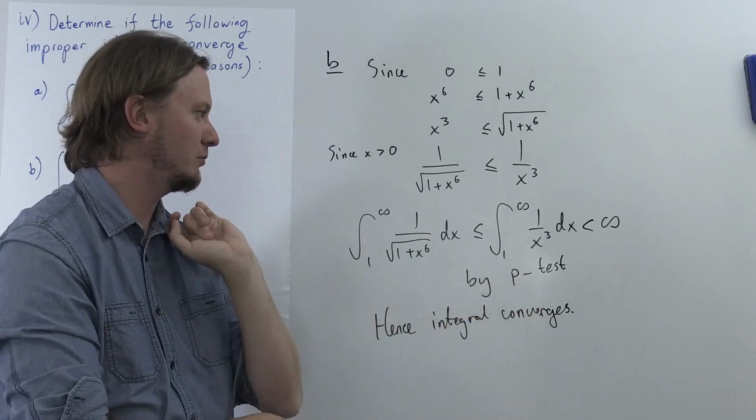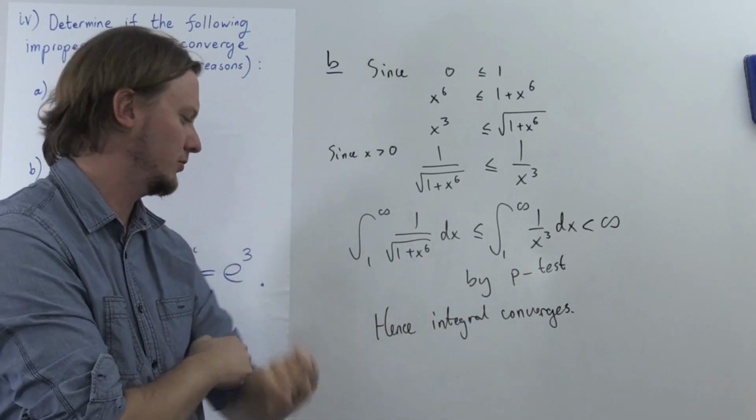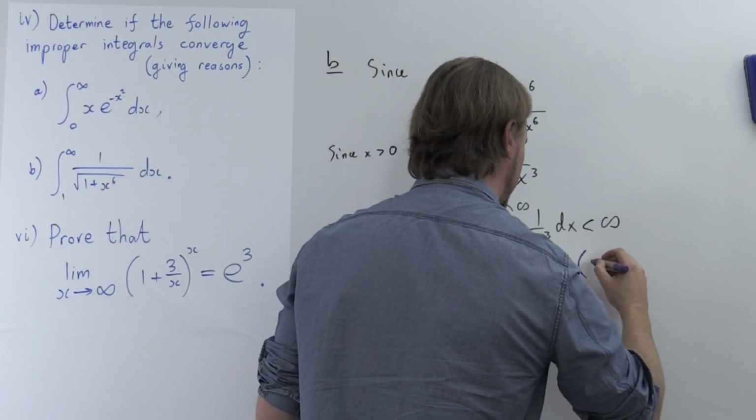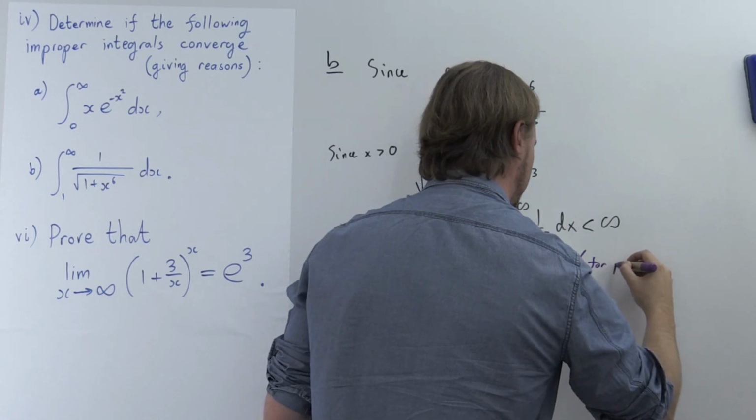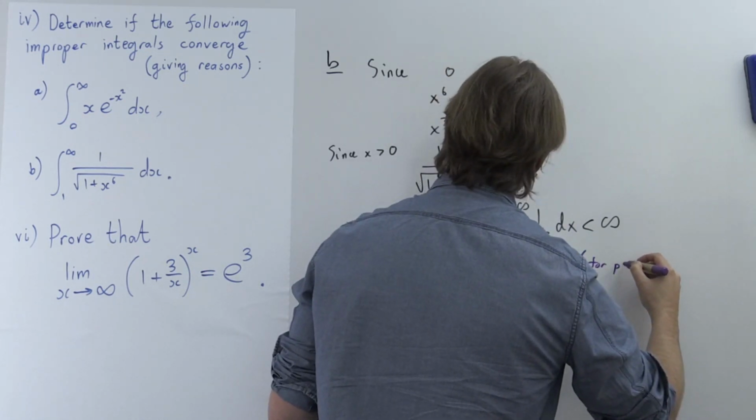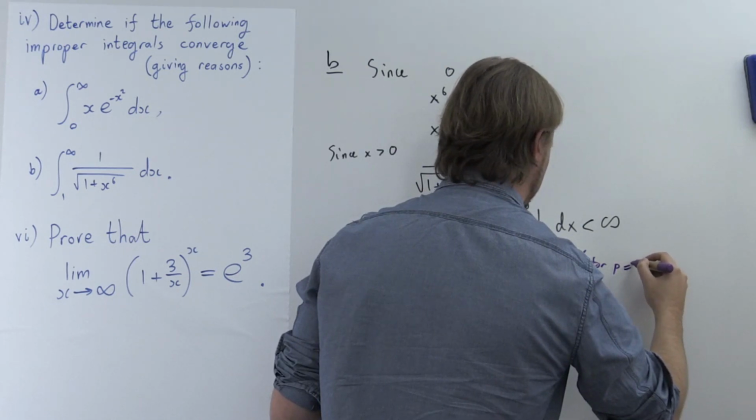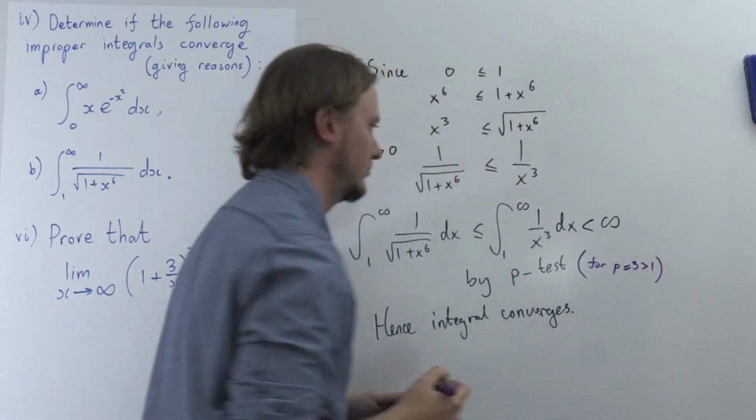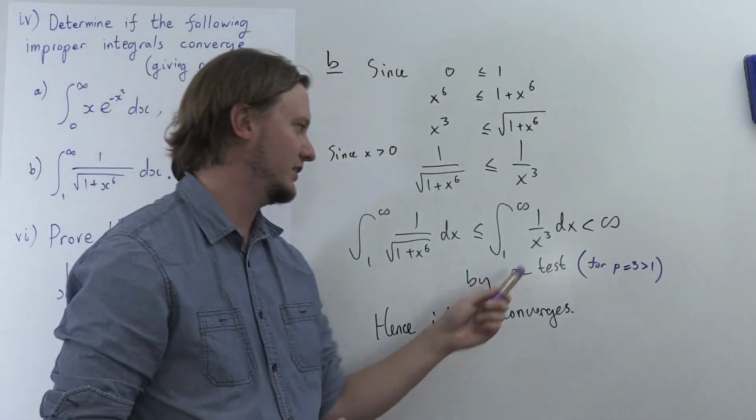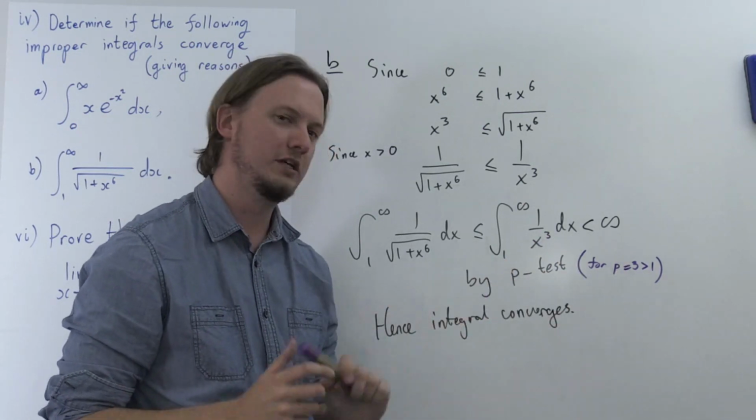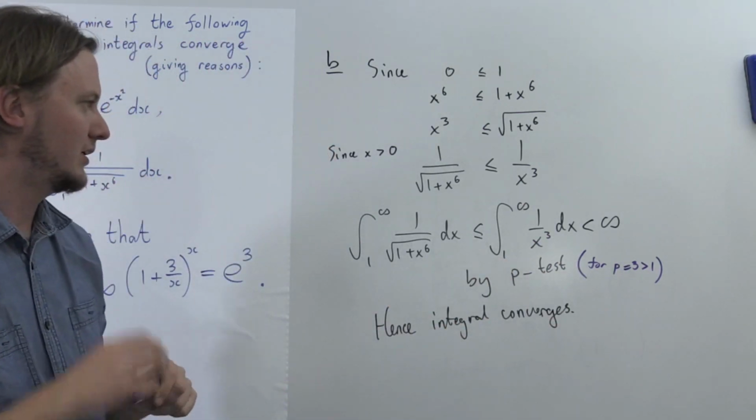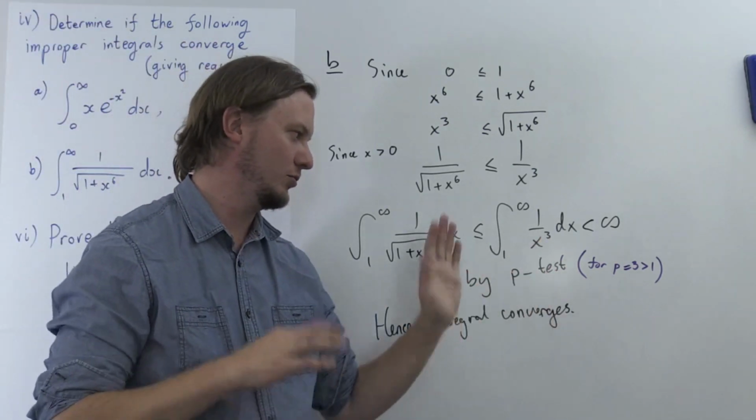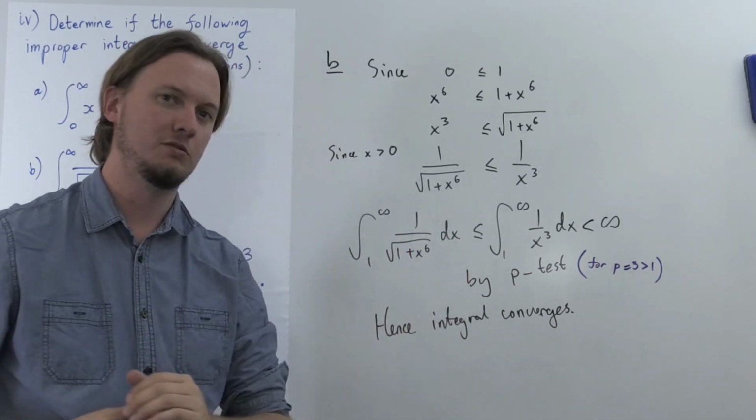We should qualify exactly what it was about the p-test that did this. If I want to make sure that I really understood the p-test, p was 3. Because in this case, the power you have here, this p, is greater than 1. If that were equal to 1, you don't get convergence anymore. But this is fine. By the p-test, this is a cube. You know those things converge. By the p-test, the integral does converge.